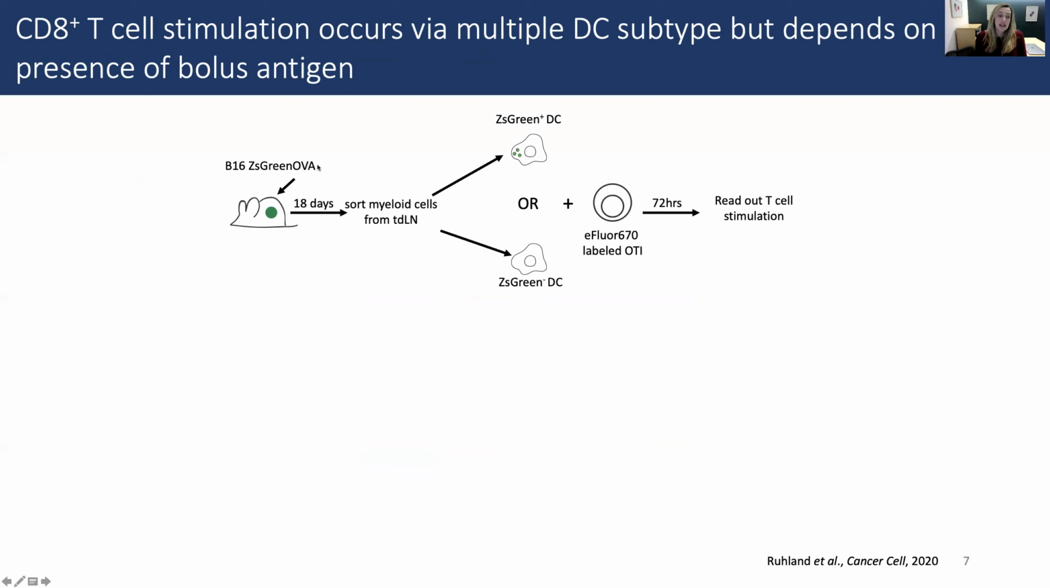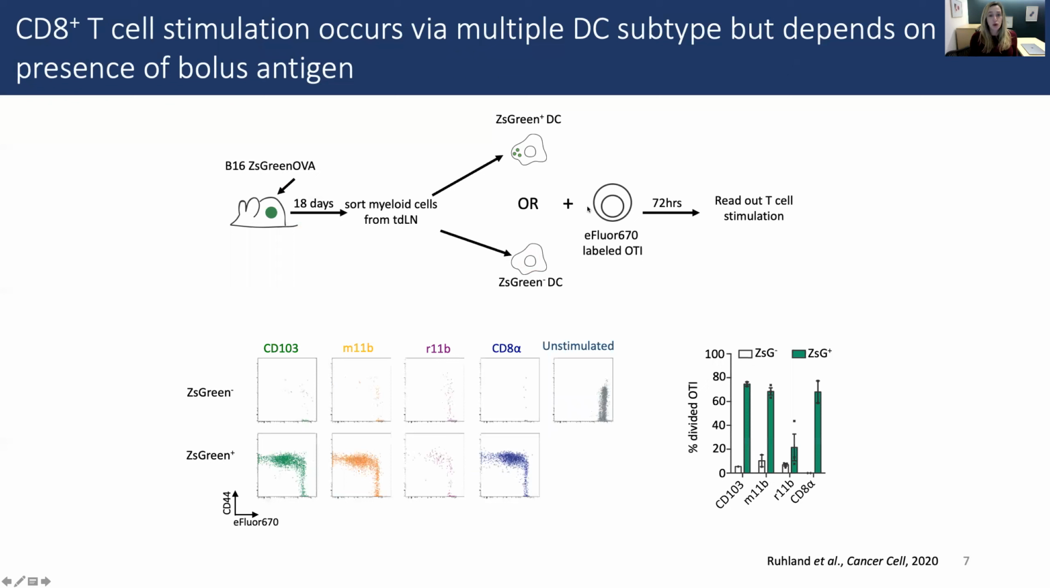So since the ZsGreen tumors contained a model antigen, we could sort the DCs based off of antigen bearing versus antigen non-bearing, so ZsGreen positive versus ZsGreen negative DC subsets, and then co-culture them with OT1s that had been labeled with a proliferation dye and look for differences in T-cell proliferation. So after 72 hours, our readout would be a dilution of our proliferation dye. So sorting based off of ZsGreen positivity gave some expected and some unexpected results.